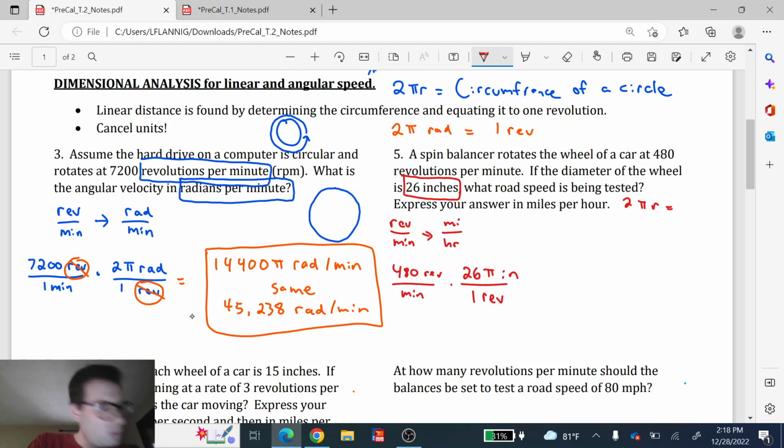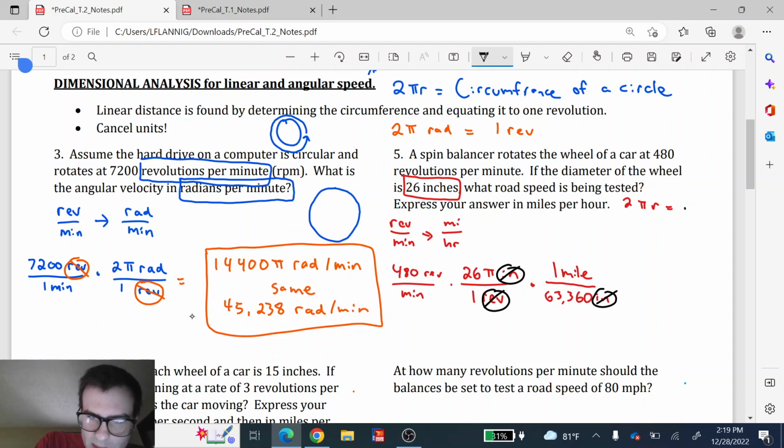Next, we're going to do miles and inches to get rid of that. So we're going to convert inches into miles. And the way you can do that is just do, let's see here, 1 mile, and that is equal to 63,360 inches. What's nice now is we can see a few things cancel out. We can see inches cancel out here and here, and we can see revolutions cancel out here and here. So now we have miles, which is really good.